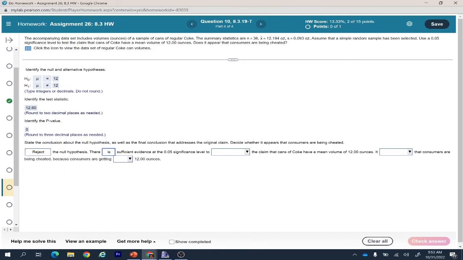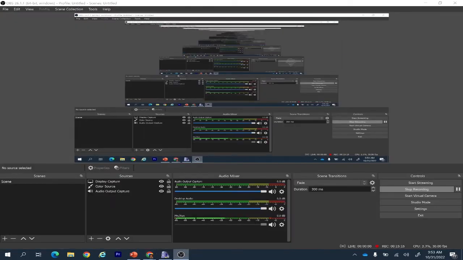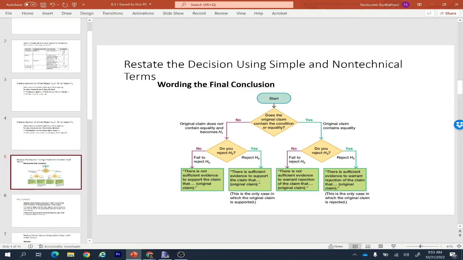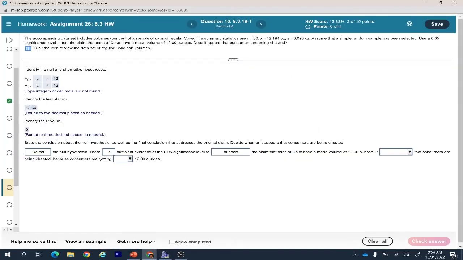There is sufficient evidence at the 0.05 significance level to support the claim that, no, what is that? Did I do something wrong here for the conclusion? Does the original claim contain the condition of equality? Yes. Do you reject the null hypothesis? Yes. There is sufficient evidence to warrant rejection of the claim. There is sufficient evidence at the 0.05 level to warrant rejection of the claim. And now, after that, it does not appear.